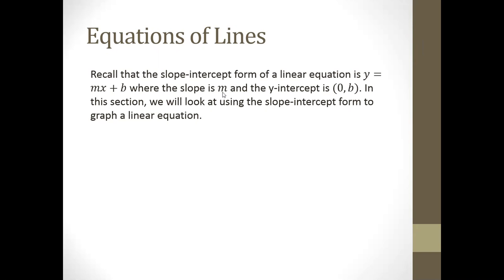That letter m, the number that's in front of x, is your slope, and the y-intercept is behind x. You have plus b here, but sometimes you might have a minus b, meaning that your y-intercept is negative. And that y-intercept as an ordered pair would be (0, b), where 0 is always the x-coordinate of the y-intercept.